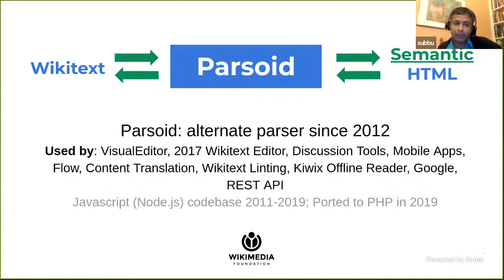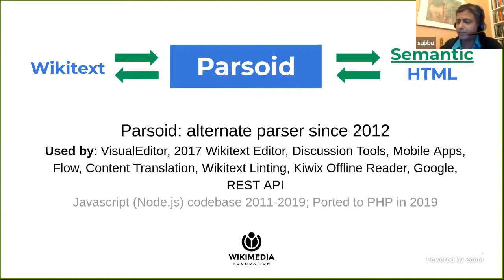So it has expanded from being used by Visual Editor to a lot of other clients since then. Content Translation, Flow, Kiwix Offline Reader, Google, they all use the output of Parsoid. Most recently, Discussion Tools, a project that was launched, also uses Parsoid.